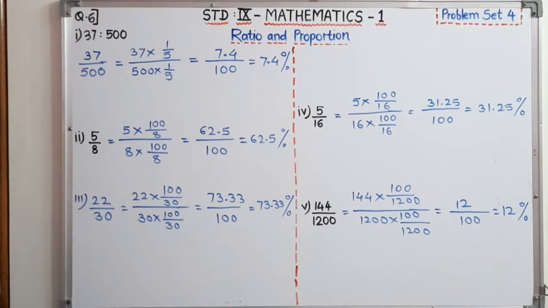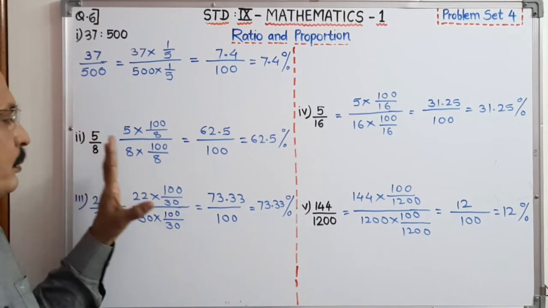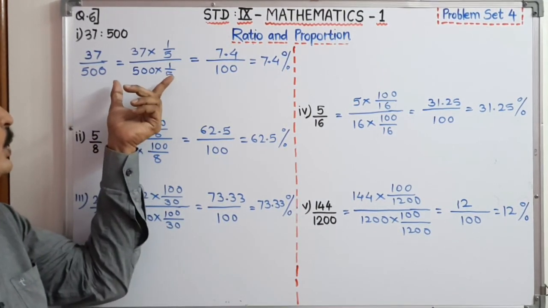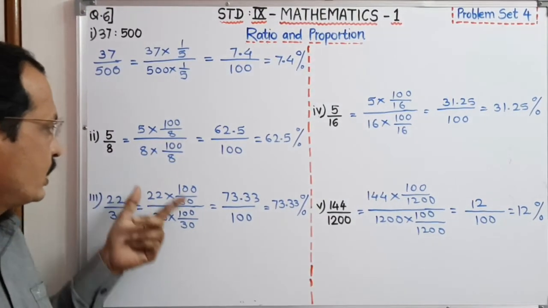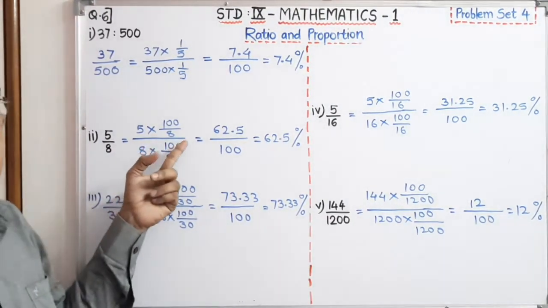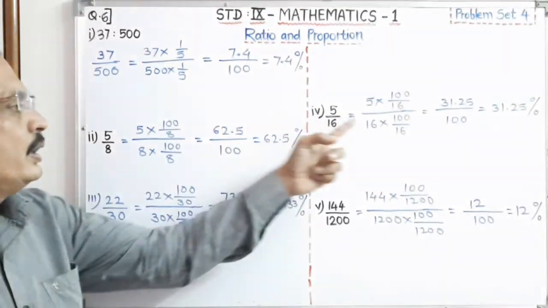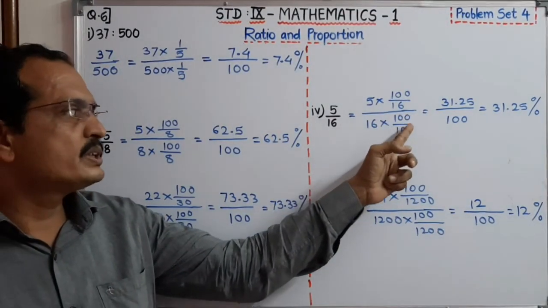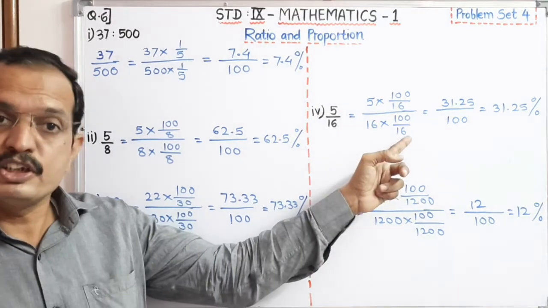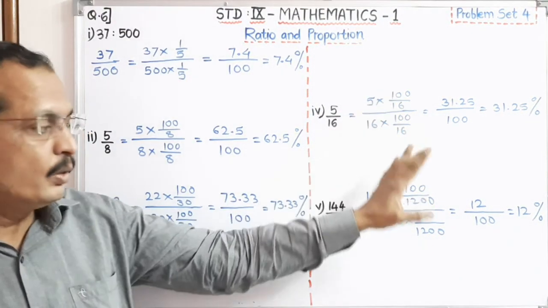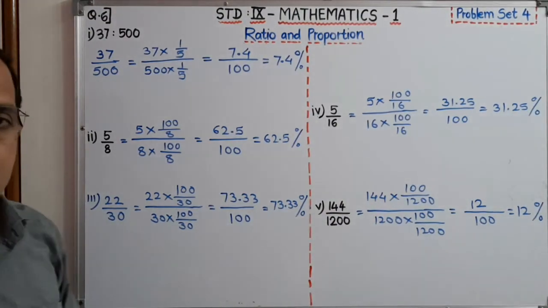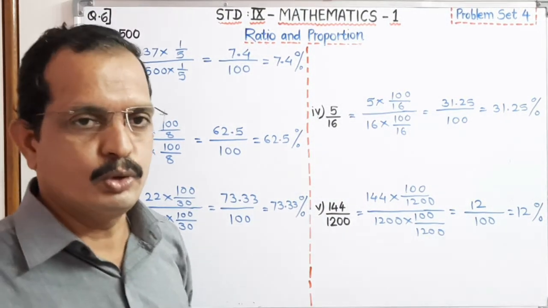Got it? Dear student, what we have to do? We have to multiply with this idea. Got it? 8 is given, multiply with 100 upon it. If it is 16, then multiply with 100 upon 16. But this process we have to apply for the first term also. Got it? Go through this sum, very simple, and write it in your notebook.